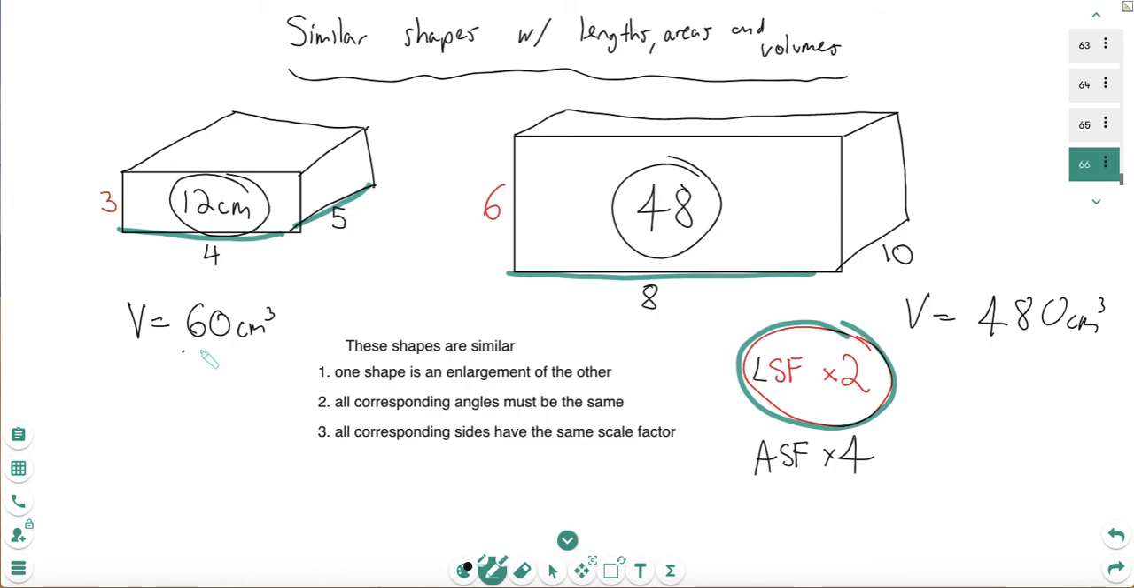And what's the scale factor of our volumes? 60 to 480. 60 times what is 480? We can just do 480 divided by 60, which is times 8. So the scale factor of the volumes is times by 8. So what do you notice? Are the scale factors all the same or different? They're all different. The length scale factor will be different to the area scale factor, and the area scale factor will be different to the volume scale factor. Okay? So you've got to really keep that in mind. Now, we have to find a link between these three numbers.